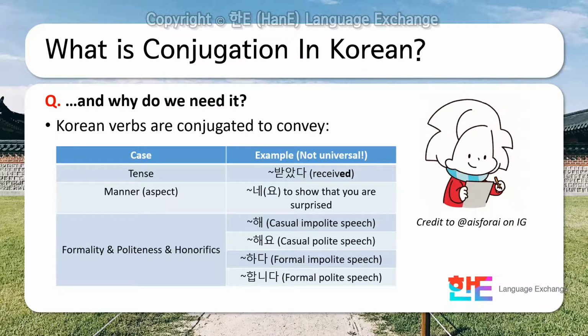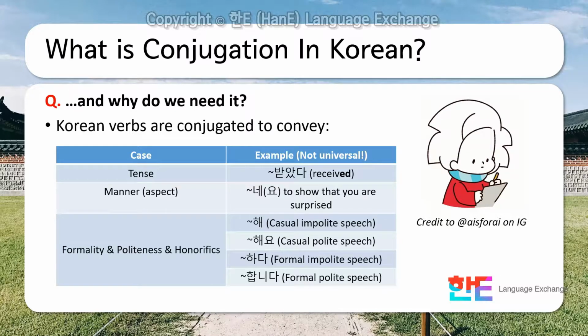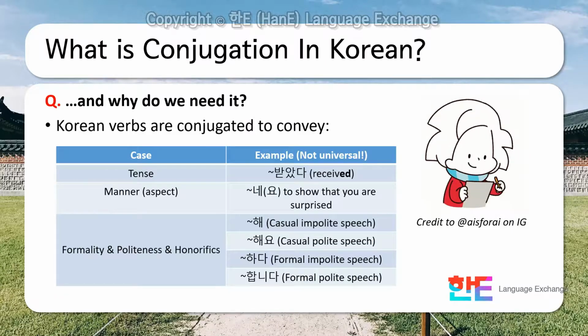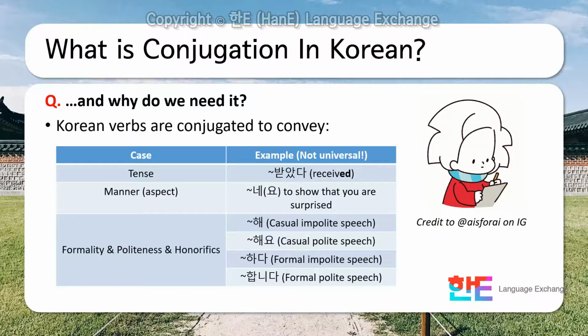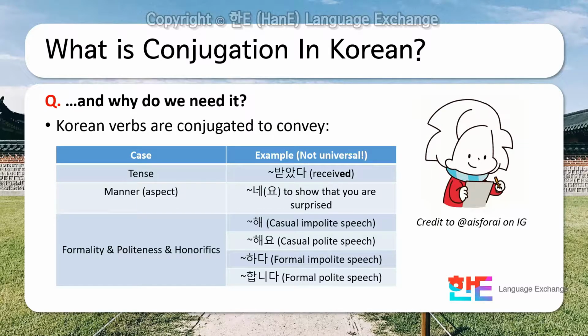We then have the manner. So this is going to show us whether we're being, for example, declarative, inquisitive, whether we're exclaiming, or whether we're surprised after a realization about something. So 네 can be used, for example, to show that I am surprised.